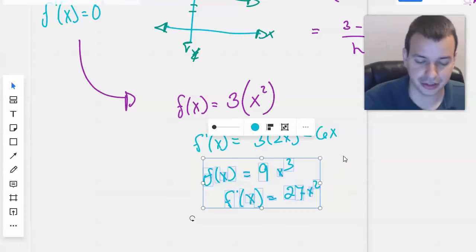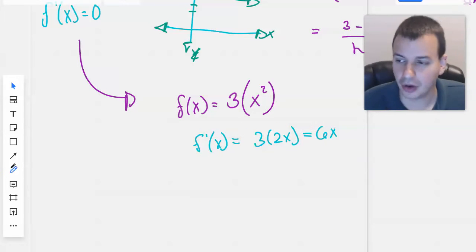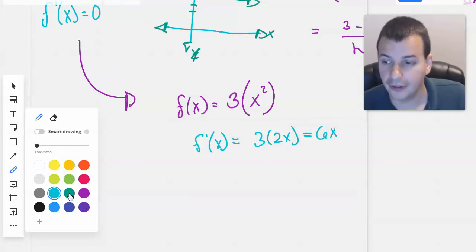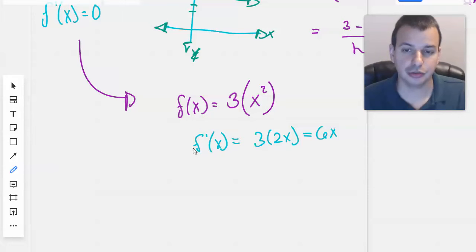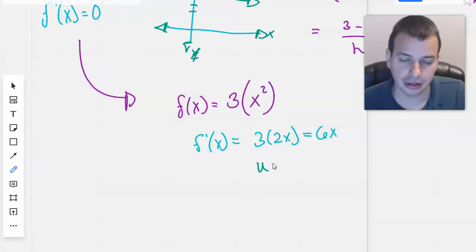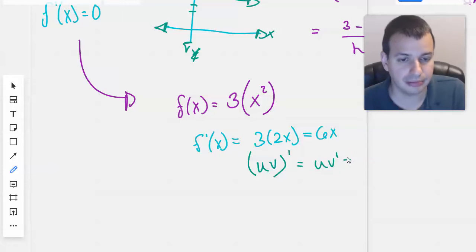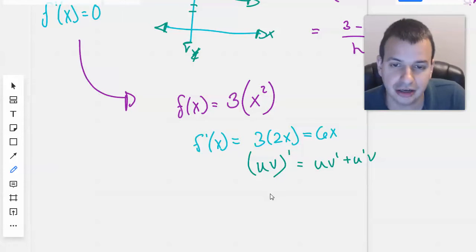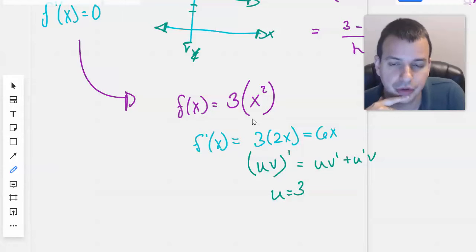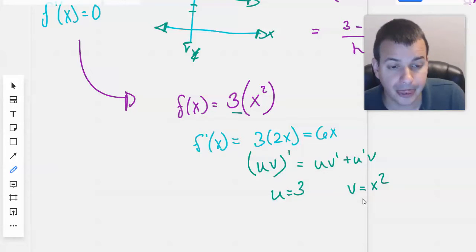It kind of sort of is. And the justification for why that works is the product rule. If you look at this, going through the product rule quickly, (uv)' equals uv' plus u'v, where you can say u equals 3 and v equals x squared. Then u' equals 0 and v' equals 2x.